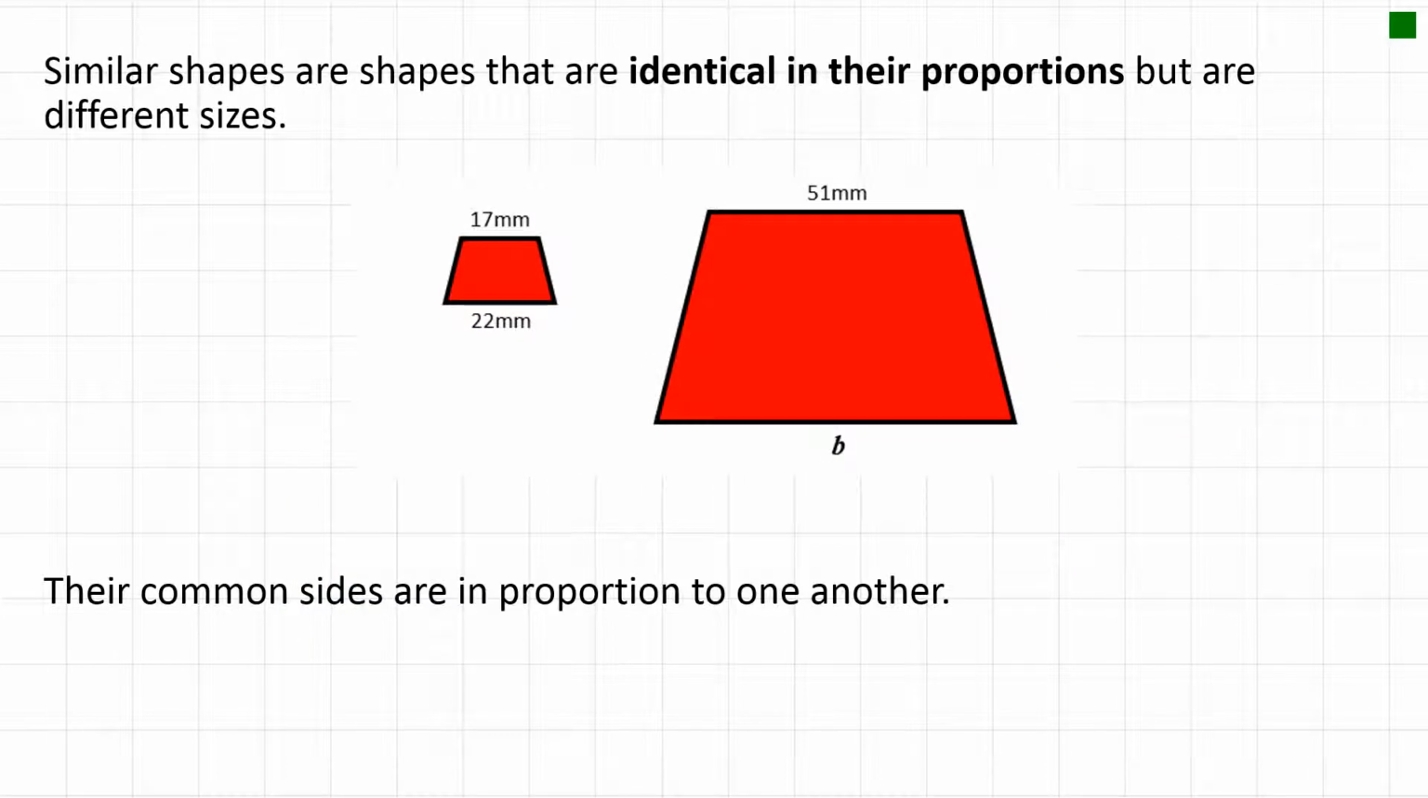Similar shapes are shapes that are identical in their proportions, but they're different sizes. So here, for an example, we have these two quadrilaterals, four-sided shapes, and if we're told that they're similar, then their sides, I should say, all have to be in proportion to one another. So the length of this side compared to the bottom, the top to the bottom, must be the same for the bigger shape as well. So their common sides are in proportion to one another.